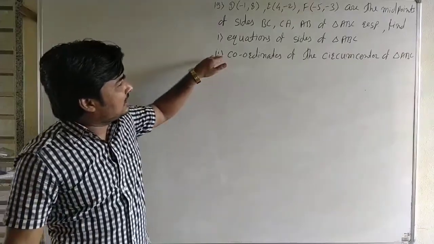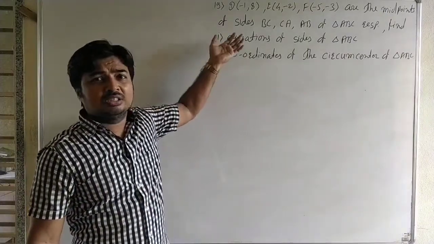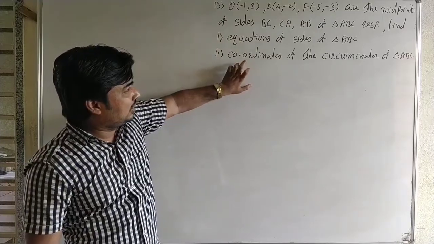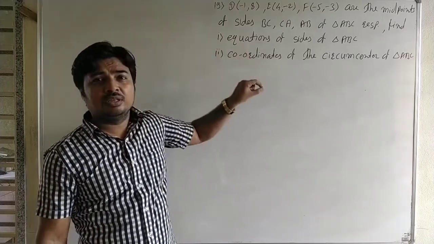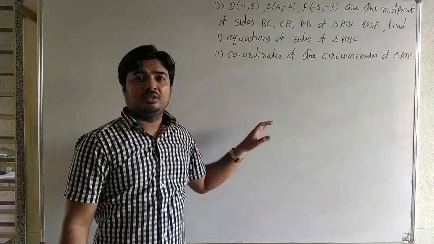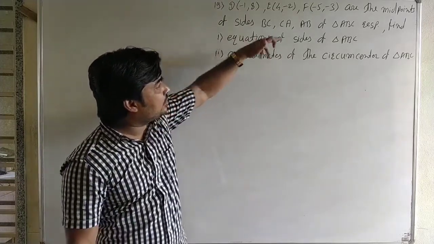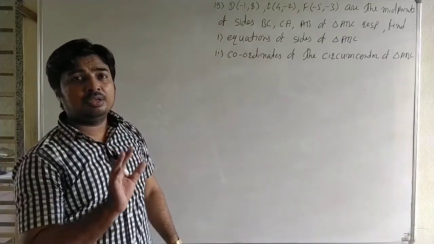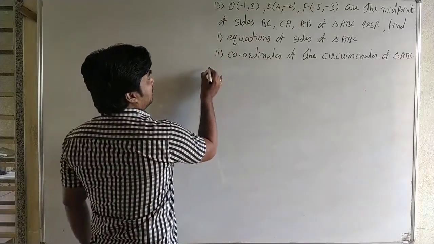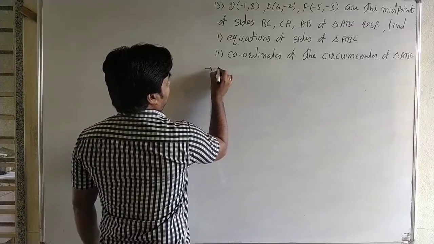Here, the examples of the circumcenter we have already seen in the previous lecture. This circumcenter is the point of intersection of the perpendicular bisectors of the triangle. Now first we find the equation of sides of ABC.